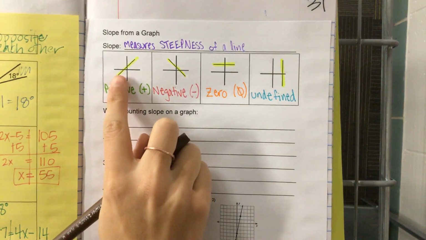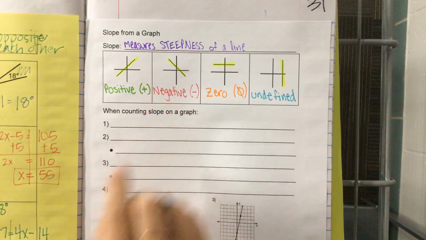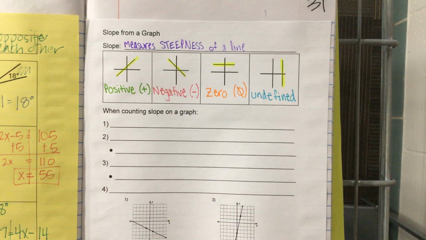So the lines that go up from left to right are positive. Lines that go down from left to right, negative. A horizontal line has a slope of 0, and a vertical line has a slope that is undefined.